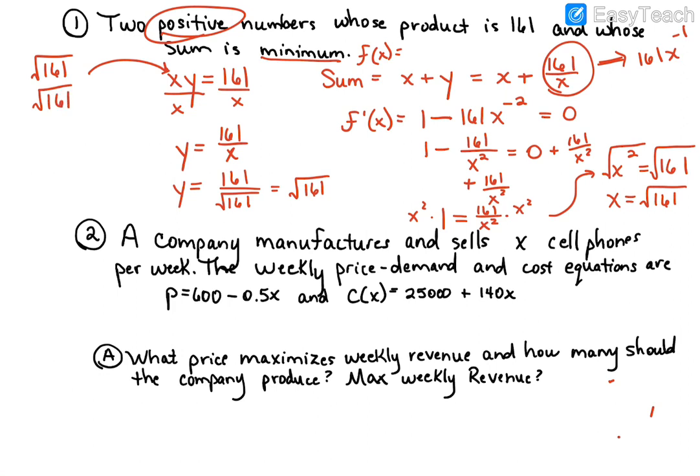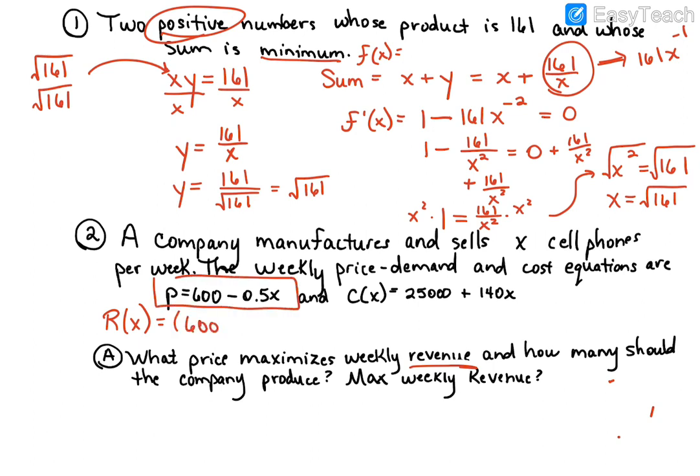Okay, on the next equation, we've got a company who manufactures and sells cell phones per week. They're going to let x be the number. And they give us the weekly price, demand, and cost equations here. So on the first part of this, we're going to be looking at revenue. So we need to know that when you calculate revenue, you have to take the price. And so they've given us that P equation right here.